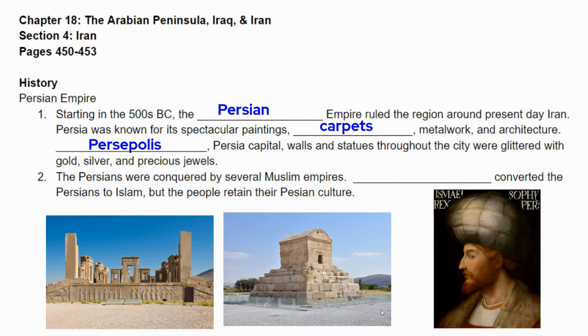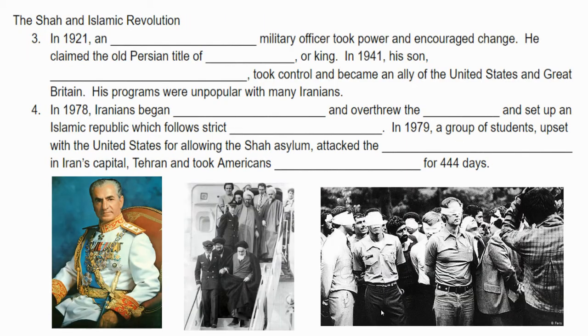The Persians were eventually conquered by several different Muslim empires. The Muslims eventually converted the Persians to Islam, but the people of Iran have kind of retained their Persian culture. So it kind of sets them apart from the rest of the Middle East.